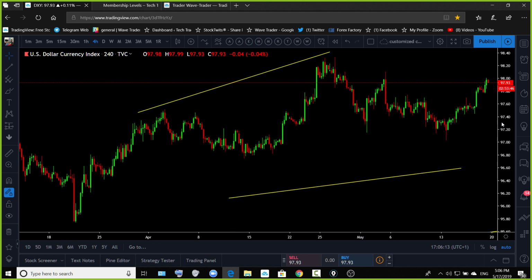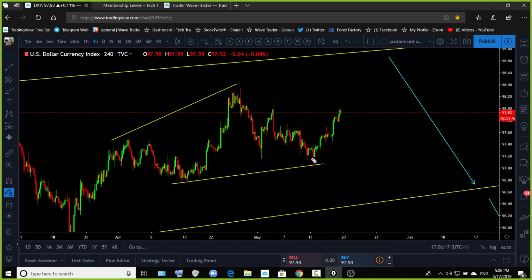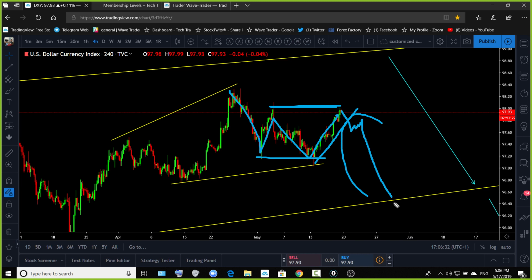For next week we are looking for this trend to break down and continue to go lower. This is the move we are searching for, and a longer term reversal.